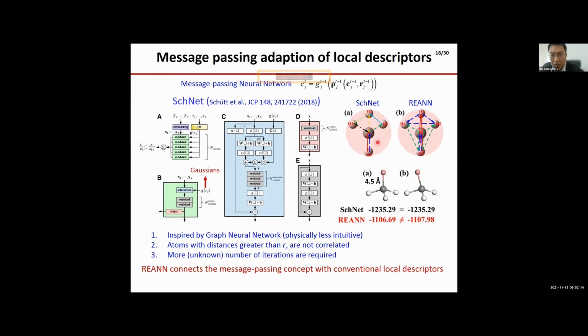But we can show that in some cases, for example, this molecule with this configuration, if you have a truncated cutoff distance at, for example, 6.5, then you will miss some correlations in such a way. Some of the atoms are not correlated. Our model actually connects the message passing concept with the conventional atomic descriptors.